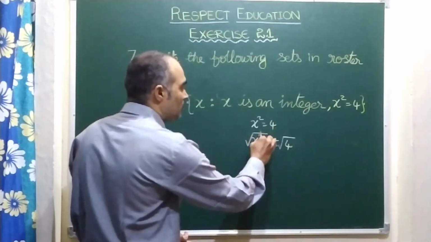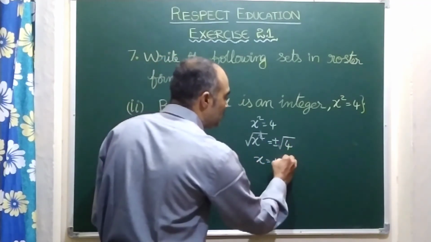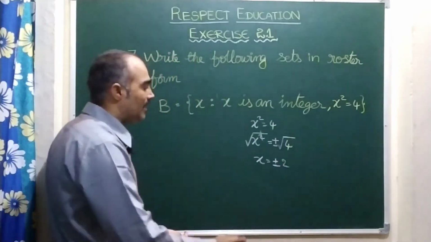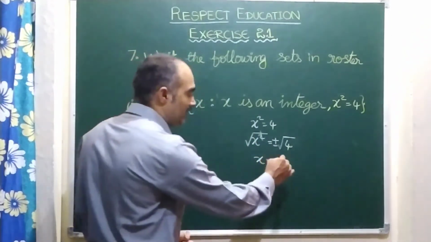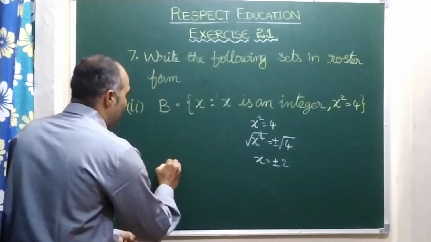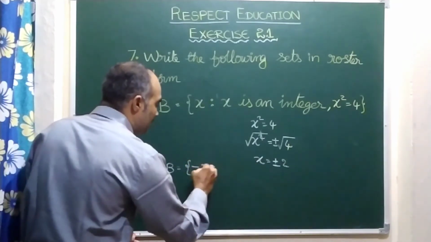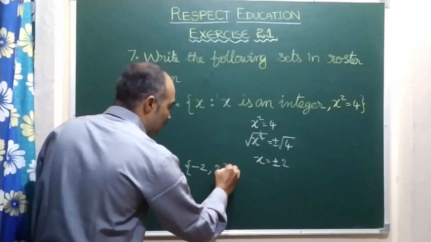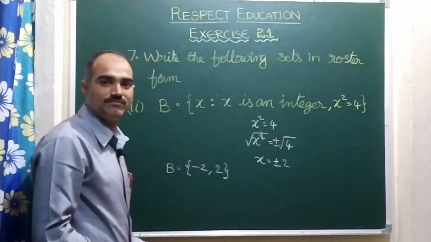So here square and root get cancelled. X is equal to plus or minus root 4, which is 2. So here for x there are two values. First one is plus 2, second one is minus 2. So here let us write B in the roster form, that is minus 2 comma plus 2. This is the roster form for the given question.